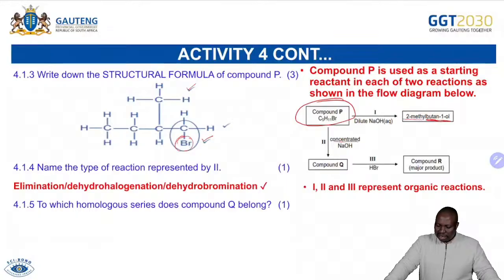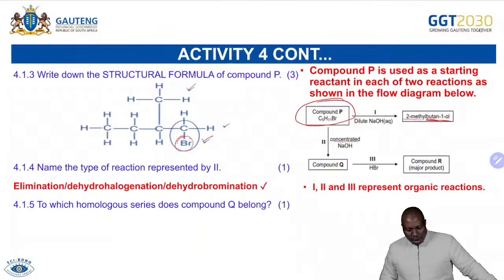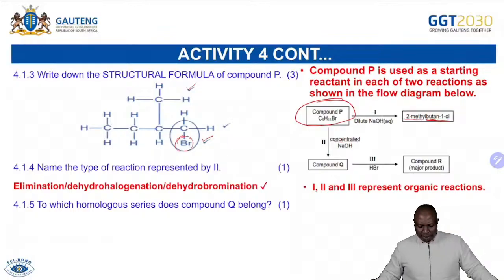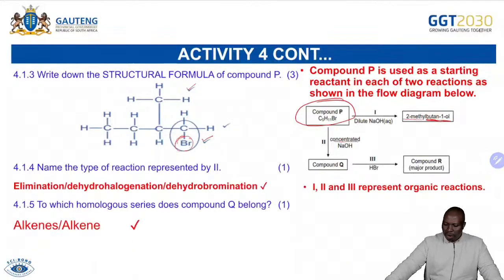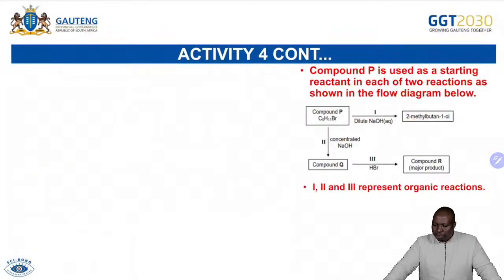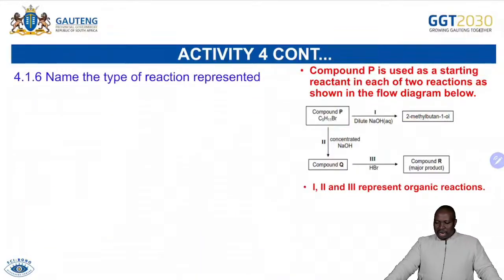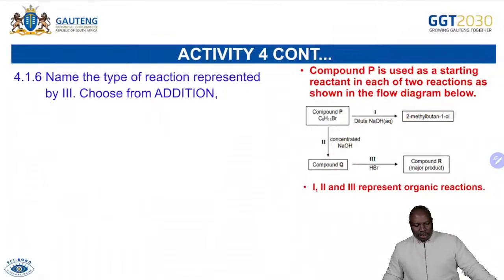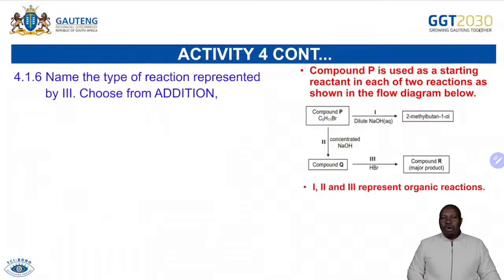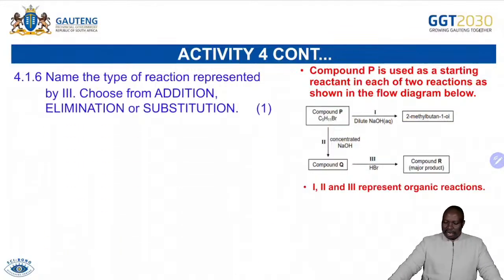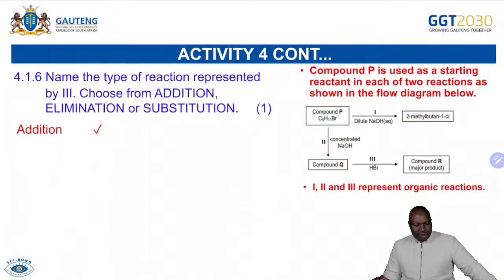To which homologous series does compound Q belong? Definitely, because we are eliminating, we are forming an unsaturated compound, so it must be an alkene. Now, we are able to move on with the question. Name the type of reaction represented by reaction 3. So you can see that as long as you're having a double bond there, you're having an alkene. It must be an addition reaction, because you are having an alkene there.